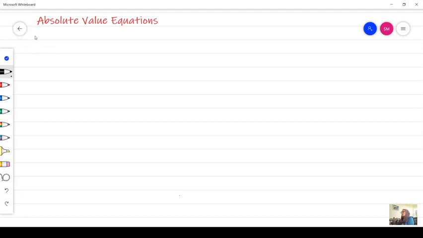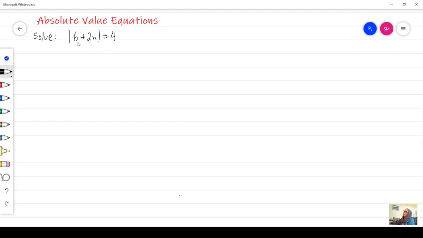Make sure that for absolute value we also have to check the answers, like plug them back into the original equation and see if it makes the equation true. So the first example is: solve the absolute value of 6 plus 2n equal to 4.